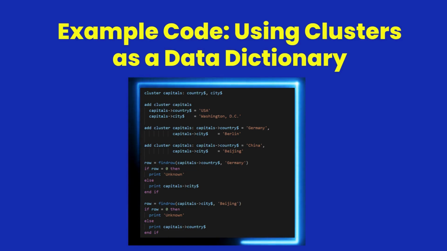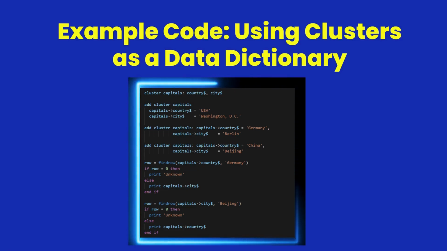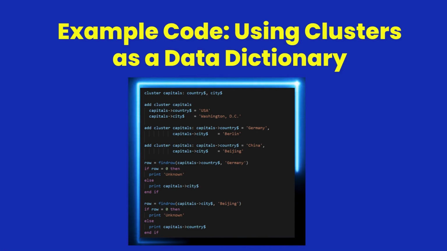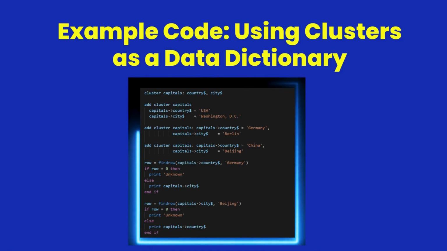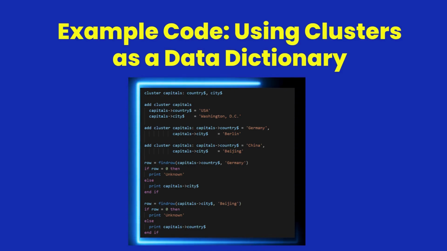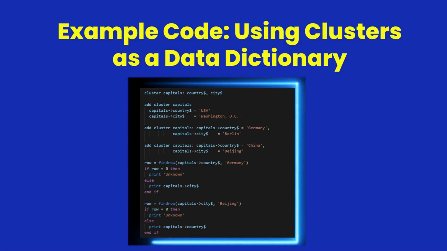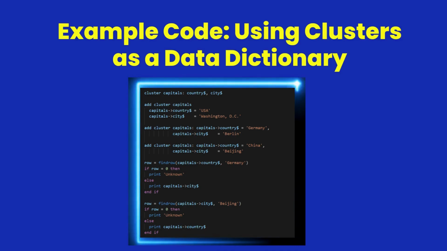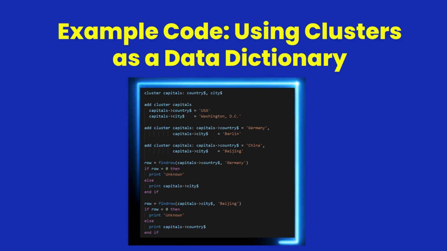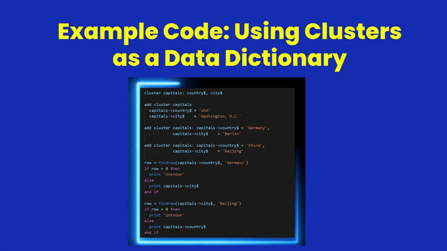Next, let's search for the country with the capital city Beijing. If such a row is found, findRow returns the row number, and row is set to that number. If no such row is found, findRow returns 0. The if statement checks the value of row. If row is 0, it prints unknown. Otherwise, it prints the value of the country$ field from the found row, which would be China.